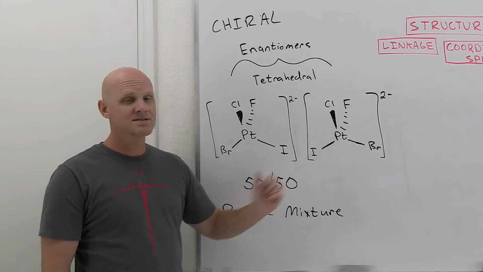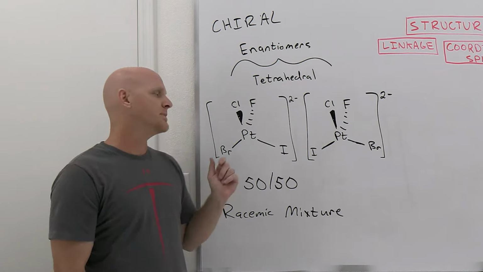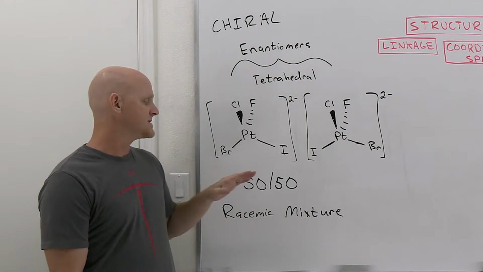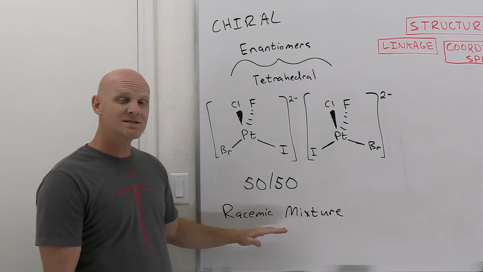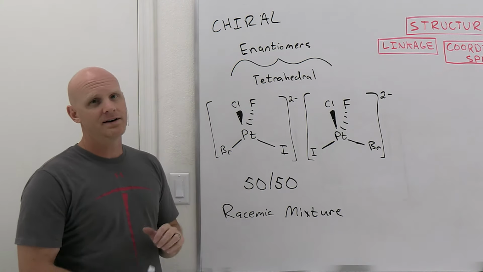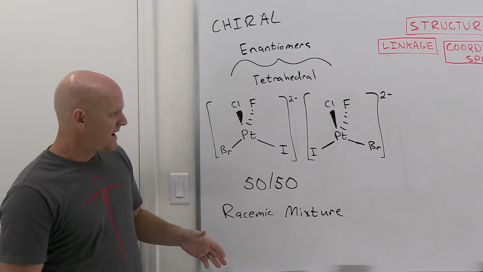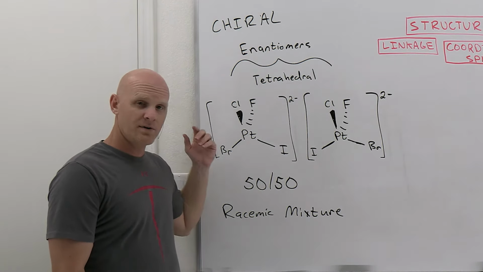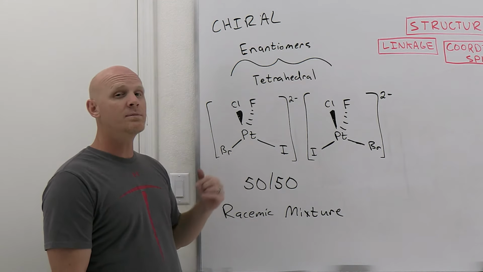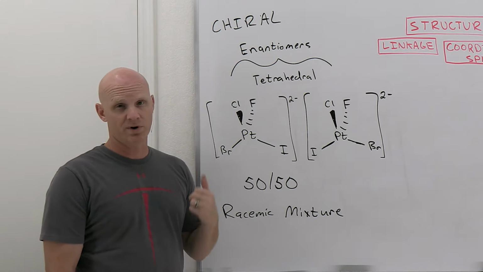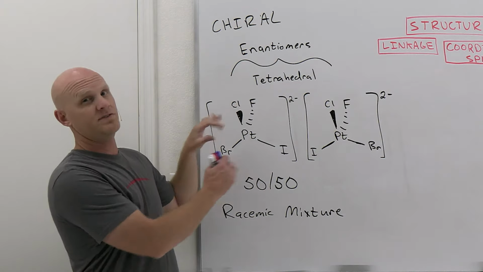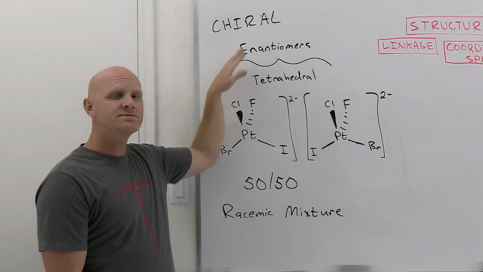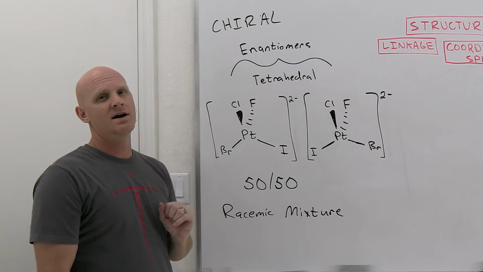So either one of these separately rotates light. But the 50-50 mixture, it has to be exactly 50-50. You can't have an excess of one over the other. But that exact 50-50 mixture is a racemic mixture. It is optically inactive. All right, if you take organic chemistry in the future, you'll find out that oftentimes you'll have carbon at the center of a tetrahedral structure, and quite commonly you'll visit this kind of chiral structure with enantiomers and racemic mixtures. All this vocabulary is something you will visit again.